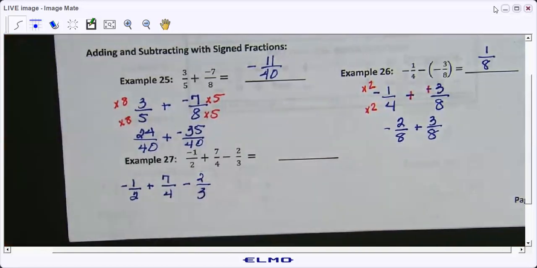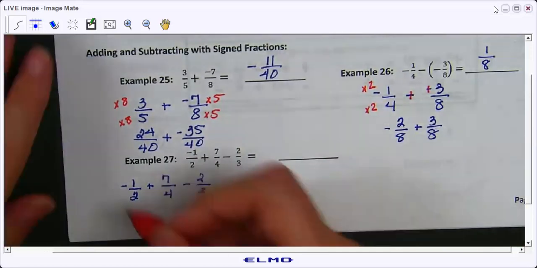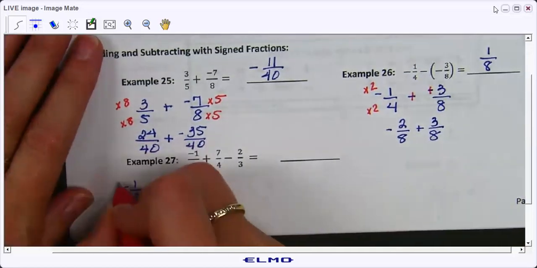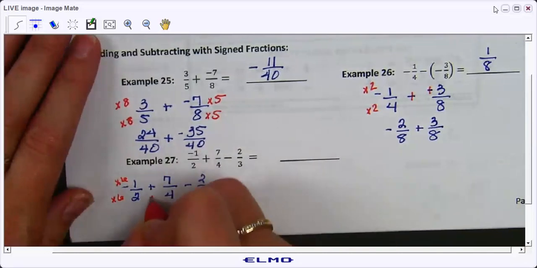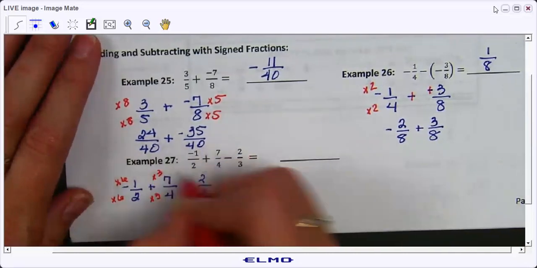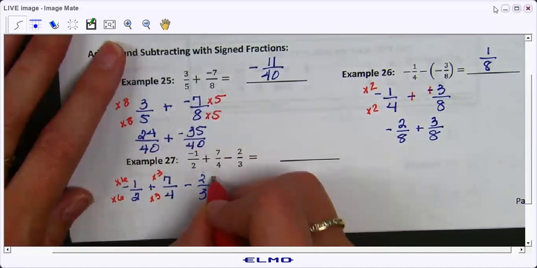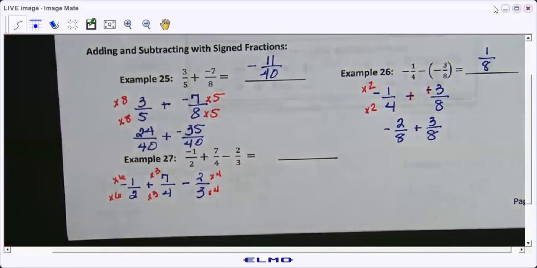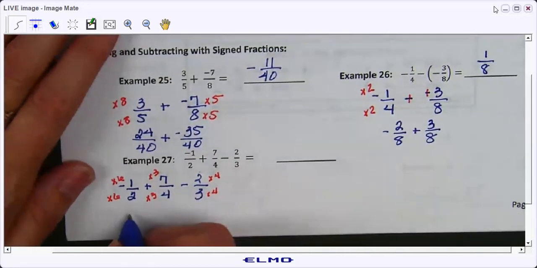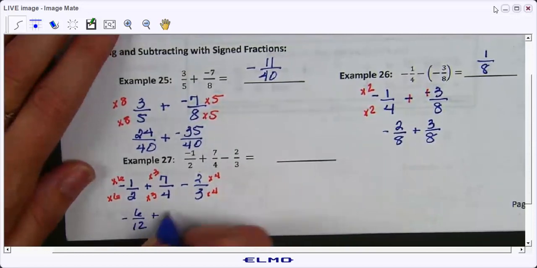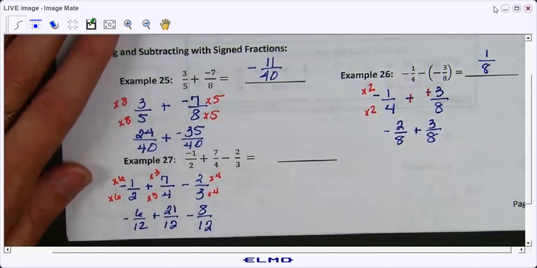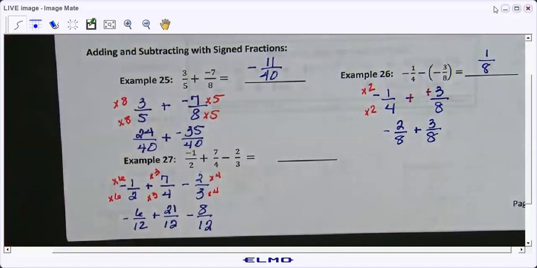Okay, I'm gonna change all of my denominators to 12. So I have to multiply the first one by 6, the second one by 3, and the last one by 4. Go ahead and check to make sure you converted those all correctly.